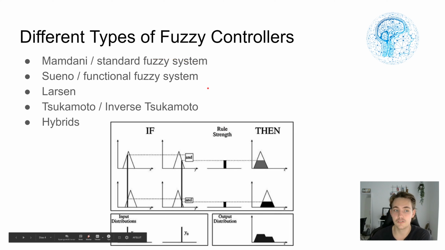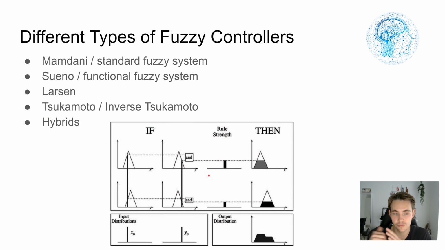So there are different kinds of fuzzy logic controllers, where this is the Mamdani, the standard fuzzy system, and we can also use other types of controllers that you can look up if you want to, like Sugeno, which is a functional fuzzy system, which we're also probably going to use a bit. And then we have Larsen and Tsukamoto and some of the other hybrid fuzzy controllers. The most used ones are probably Mamdani and Sugeno, which we're going to focus on in this tutorial.